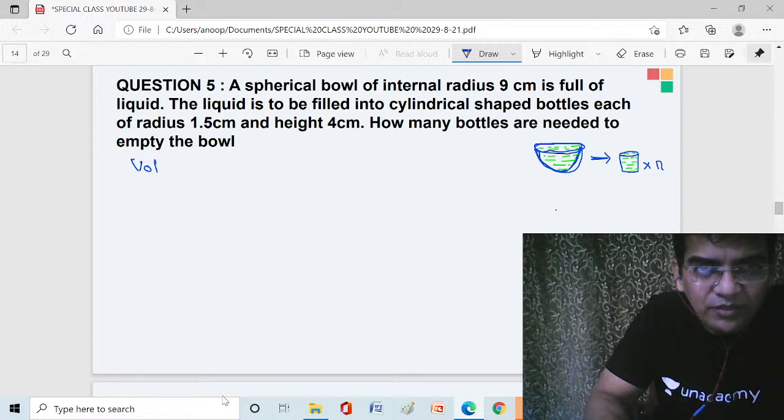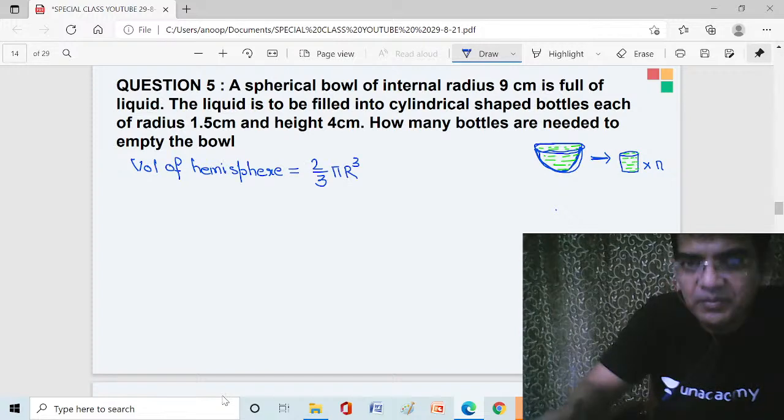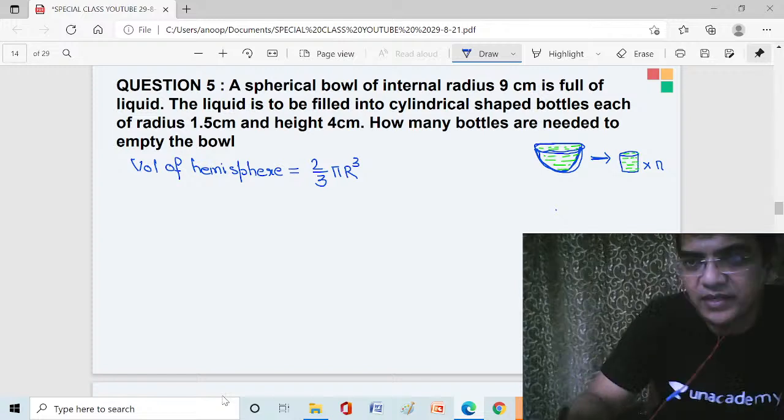The formula for volume of hemisphere is 2 by 3 pi r cube. And remember, when you know that you have to equate their volumes later on, there is no need to put the values just now. Let it be like this only, because later on we will be equating them and then many things will be cancelling out. Next we have volume of cylinder.